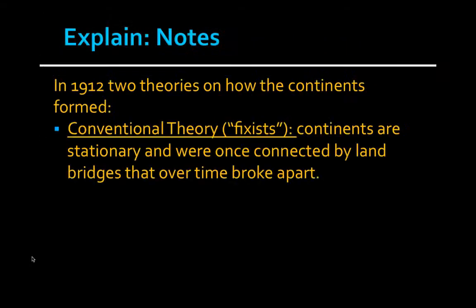The first group of scientists were known as the fixists. They proposed something called the conventional theory. This stated that the continents were stationary, meaning they never moved, but instead were once connected by land bridges that over time broke apart and fell into the ocean.